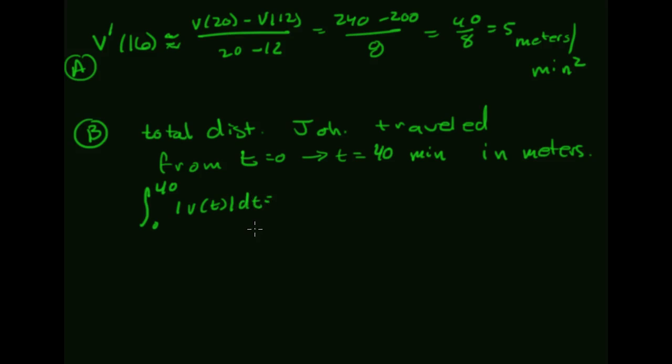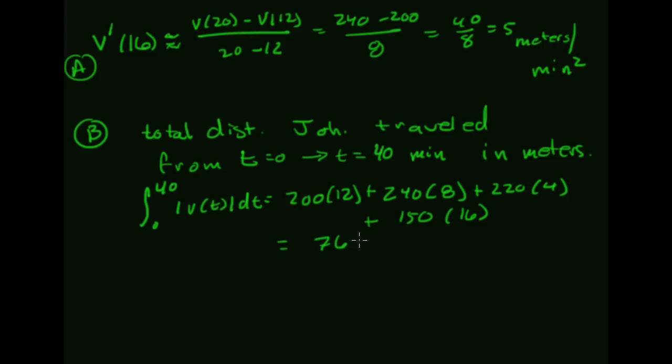All right, so the first interval is a height of 200, width of 12. The second interval is a height of 240, width of 8. Third interval, okay, so it's absolute value. It's going to be a height of 220, width of 4, plus a height of 150 times a width of 16, which means that the total distance traveled is approximately 7,600 meters.